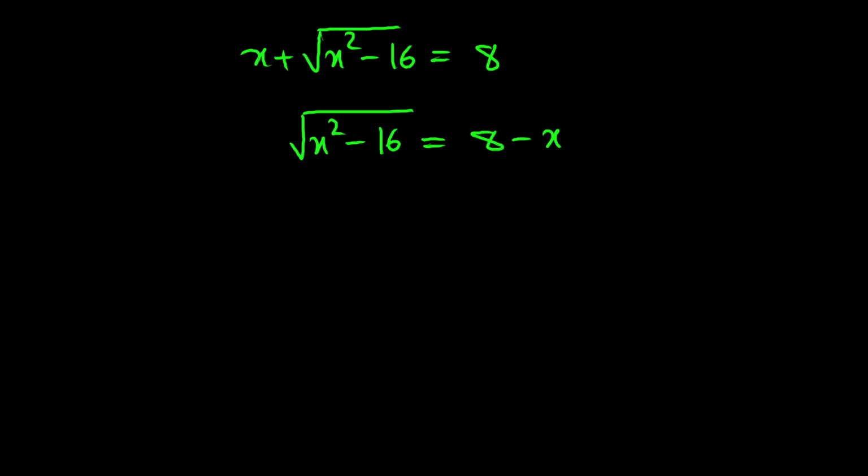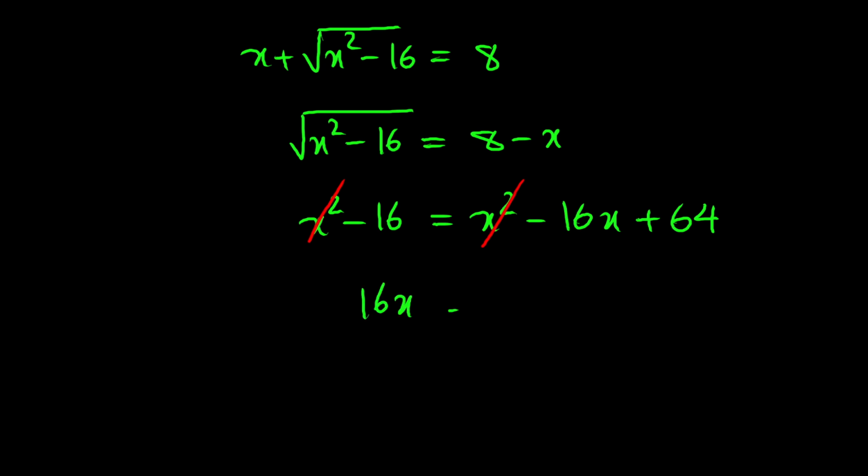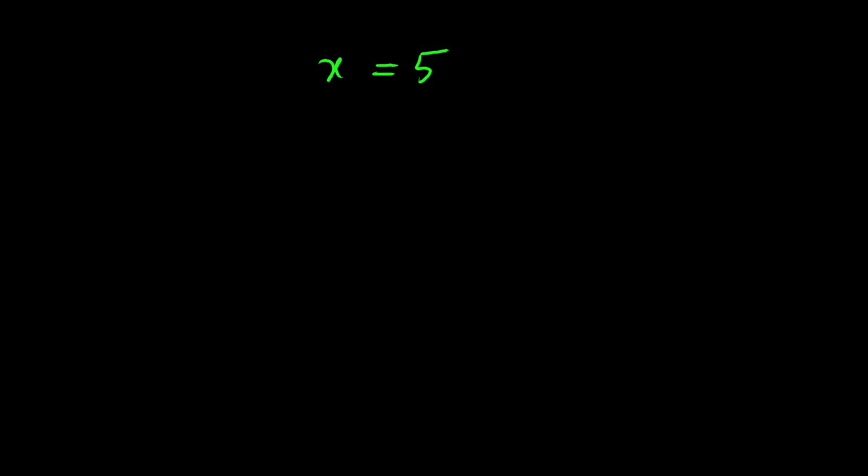And finally, we need to square both sides again to get x squared minus 16 equals x squared minus 16x plus 64. And now this will cancel this one. So I'm going to get 16x equals 80, which gives me x equals 5. Now, for the final step, we need to go ahead and plug this value into our original equation and see if it's a valid solution or not.